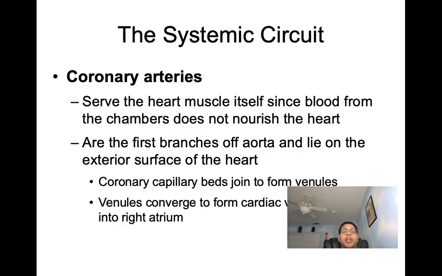So when we talk about the systemic circuit in greater detail, we also have our coronary arteries. Our coronary arteries we saw before are going to serve the heart muscle itself, since blood from the chambers does not nourish the heart. They're going to be the first branches off of the aorta, and they're going to lie on the exterior surface of the heart. The coronary capillary beds join to form venules. The venules converge to form cardiac veins, which empty then into the right atrium.